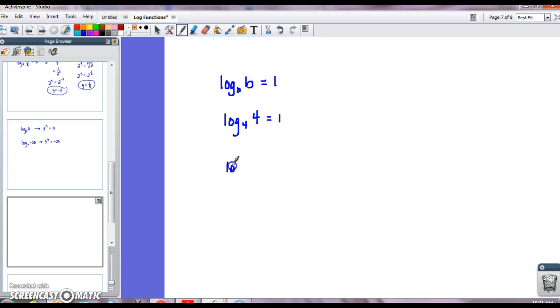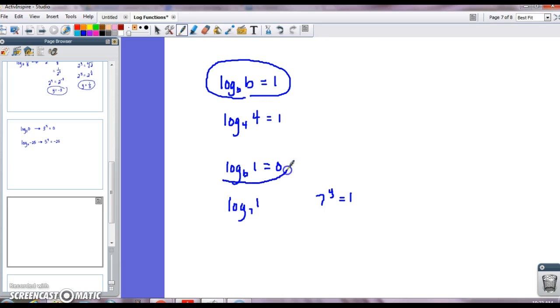Also, if I have log base b of 1, what is that equal to? Let's do a numerical example. If I had log base 7 of 1, I'm saying 7 to what power gives me 1? Well, to get 1, I would always be raising to the 0 power. Anything to the 0 power is going to be 1. So log base b of b is 1, and log base b of 1 is 0. Those are two properties that you want to make sure you're familiar with and that you know.